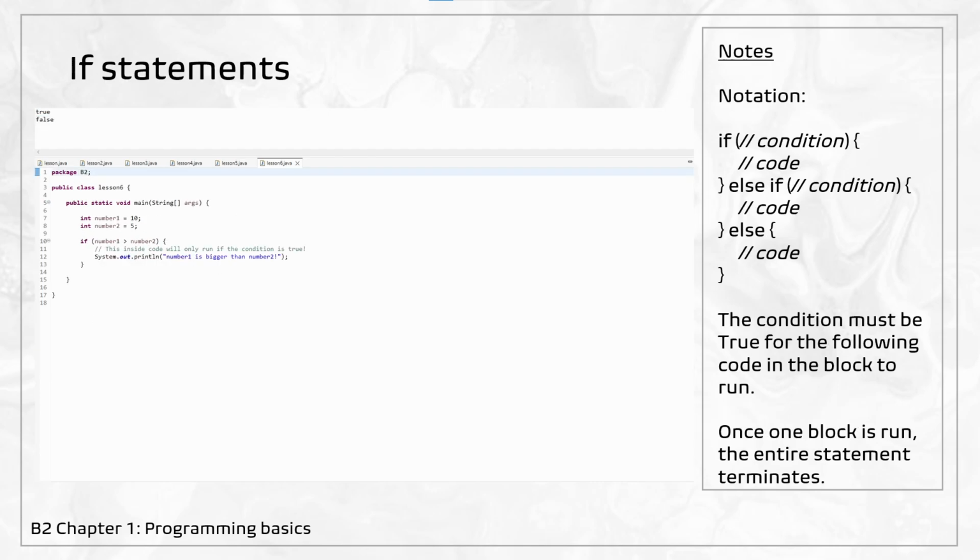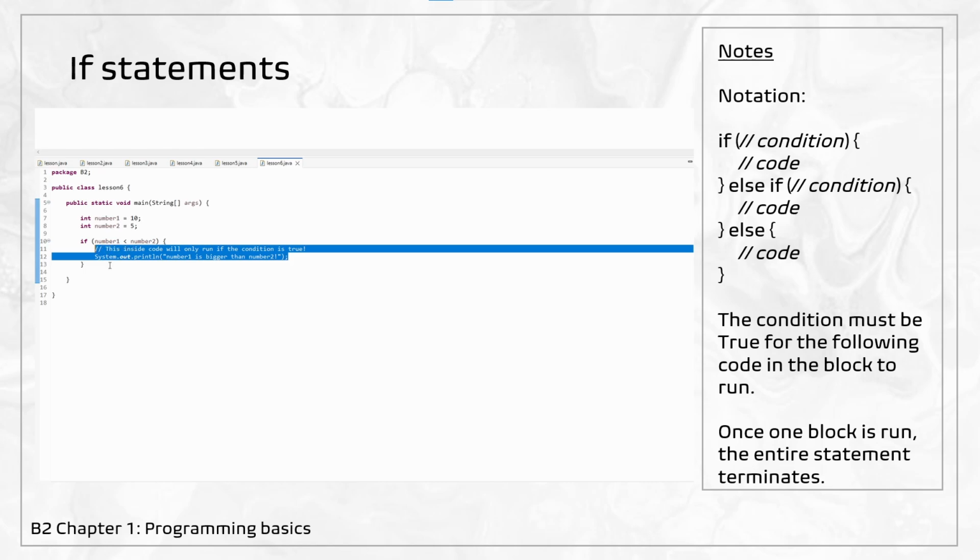The main use case for these are if statements. An if statement only executes the inside code if the condition is true. So for example, if number 1 is greater than number 2, then run this print statement. And because 10 is greater than 5, if we run this program, we can see that it's printed this line of code right here. But if we change the condition to be less than, now because 10 isn't less than 5, if we run this, then we don't get anything printed. And that's because this code is just skipped entirely.